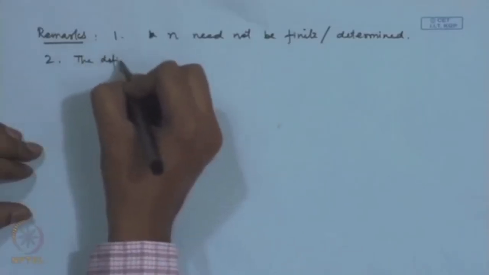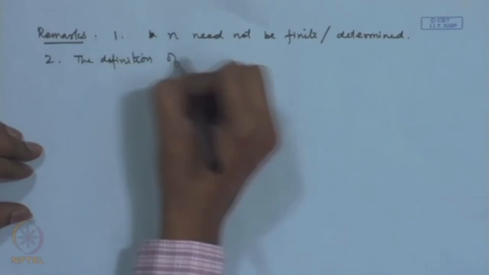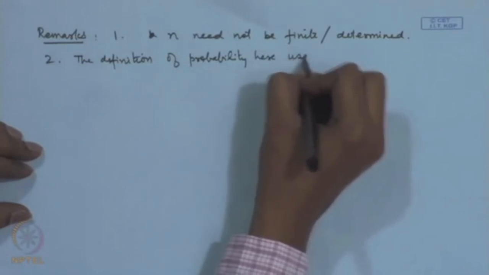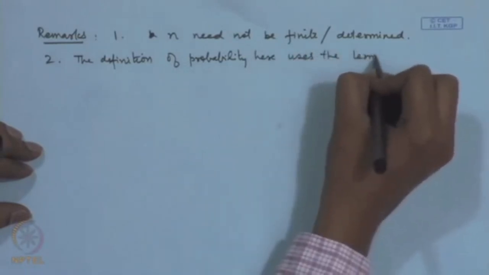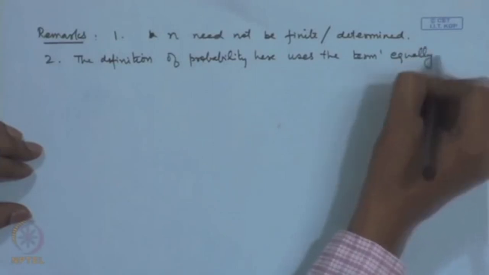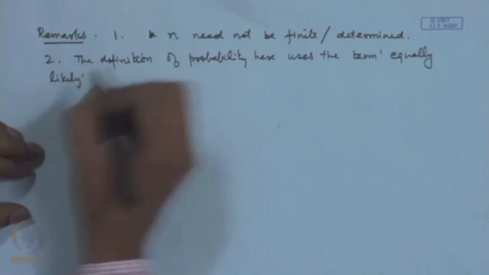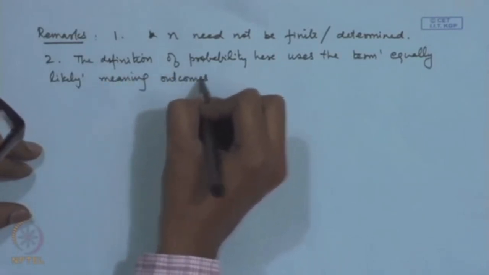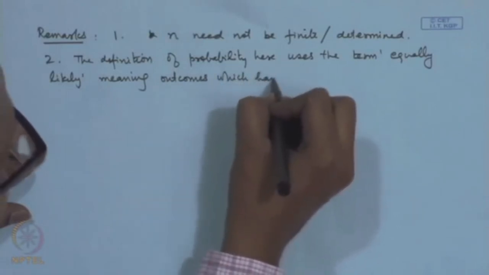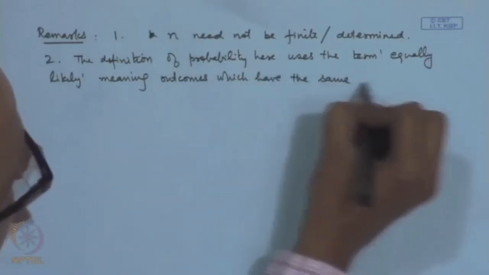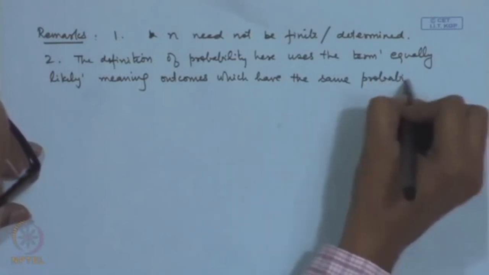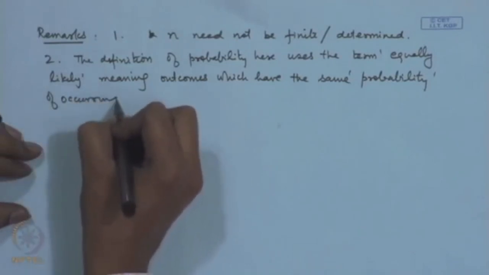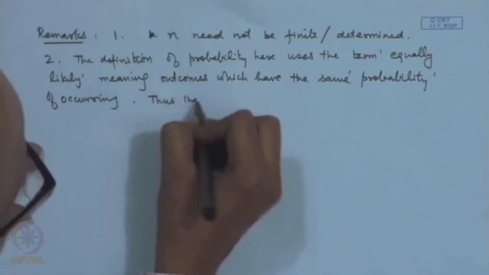The definition of probability here uses the term equally likely, meaning outcomes which have the same probability of occurring. Thus, the definition is circular in nature.